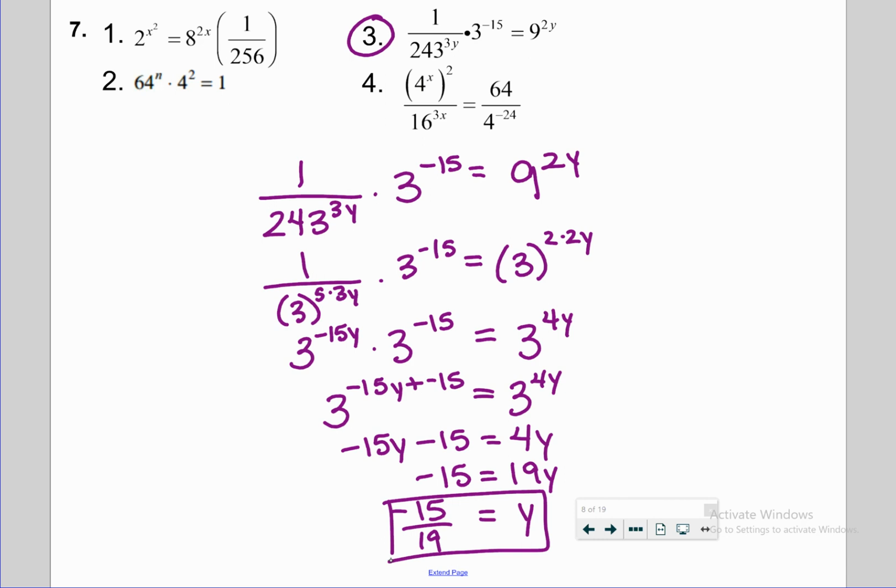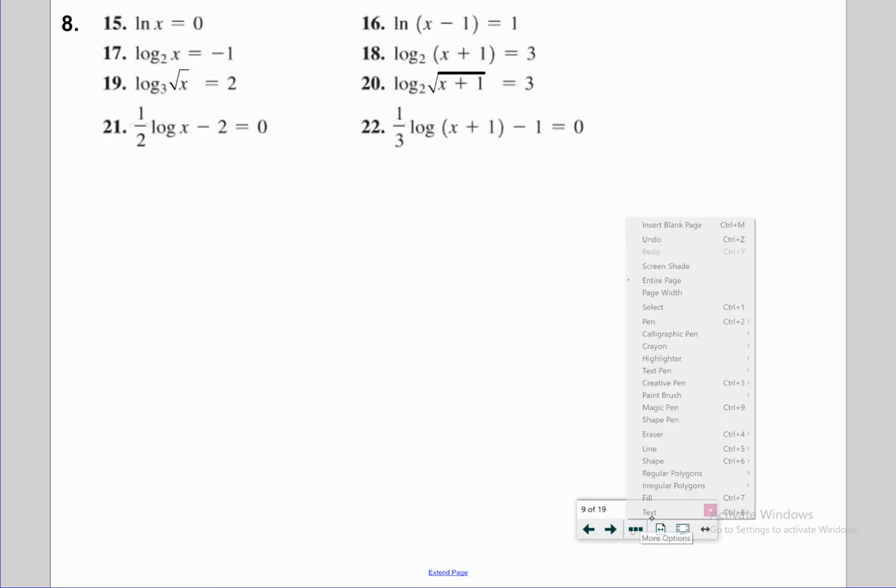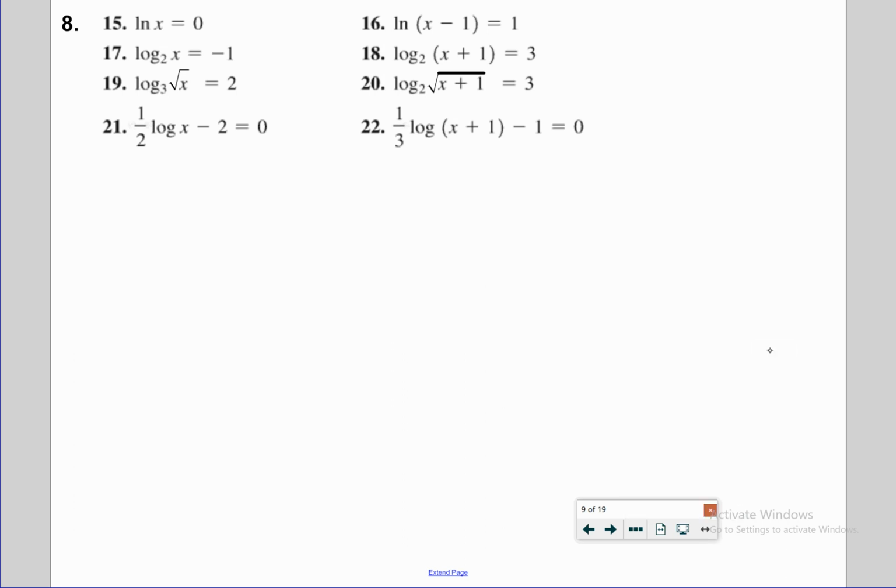Any questions on number 7? Okay, number 8, with a logarithmic equation again. Pick a number.